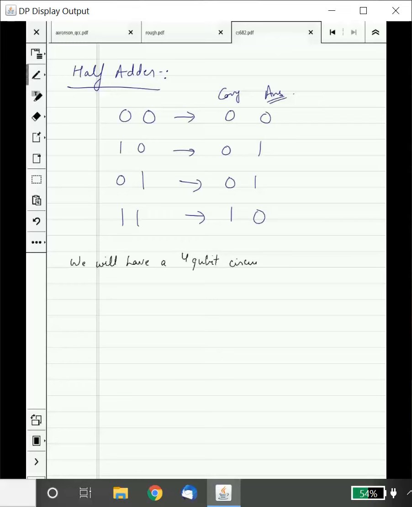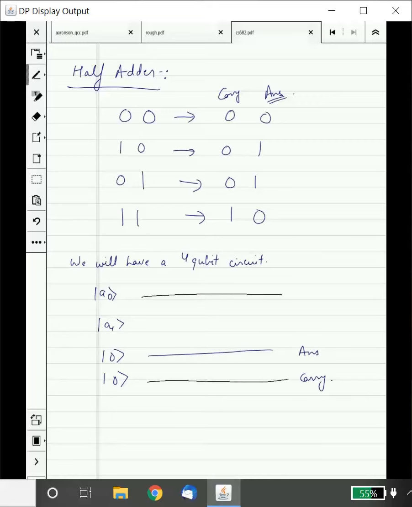Let's say A0 and A1 are the inputs. It will have 2 ancilla qubits and answer would be computed here. That is what we are targeting. This is our aim. How to do it? We don't care about this and this qubit. I need to find the circuit so that my answer is computed here and carry is computed here. This will be a half adder.